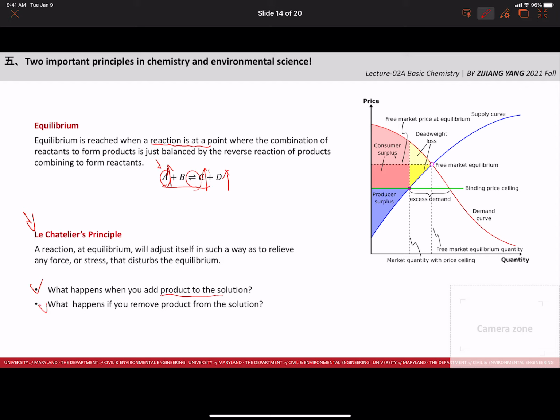And what happens if you remove the products from the solution? Like if we remove D, then A and B will also decrease because we want to generate more D to compensate for its loss. And I think it also applies in economics.